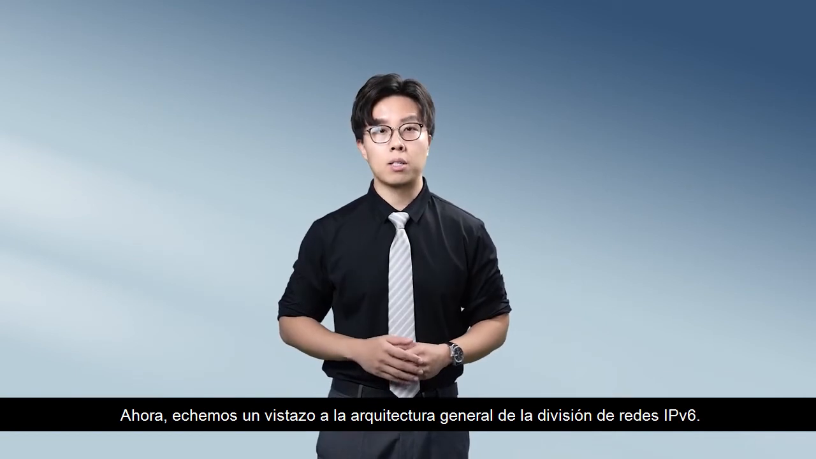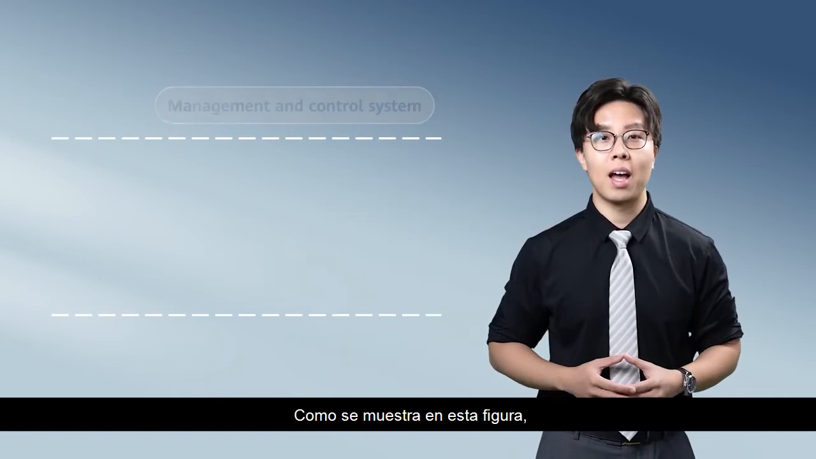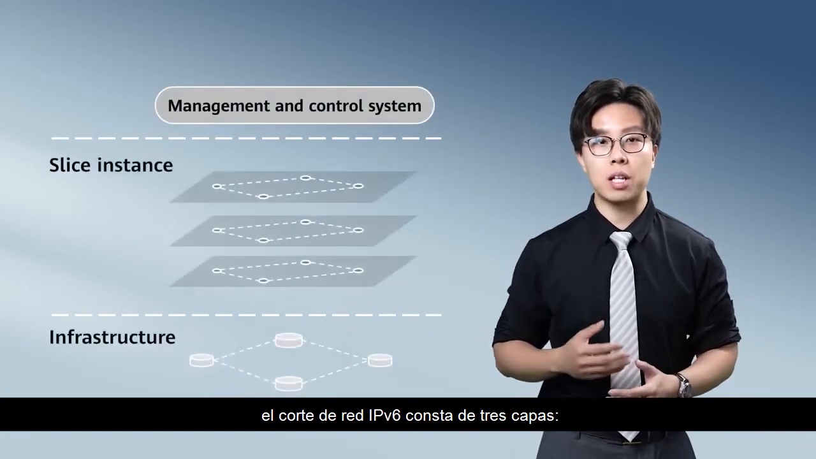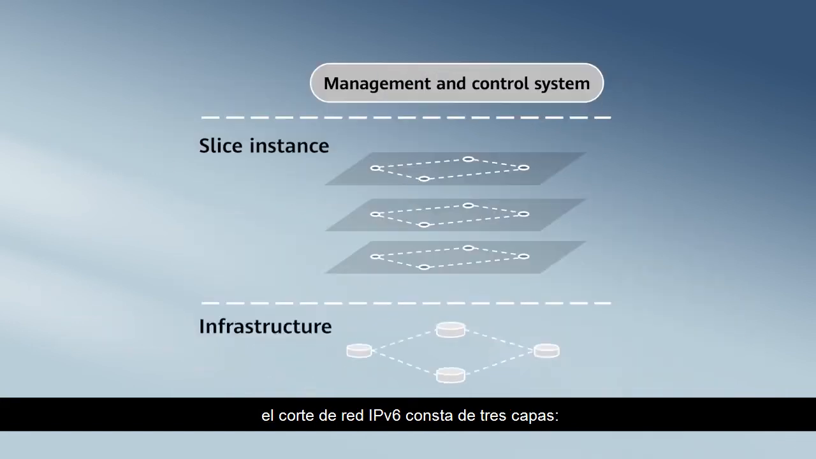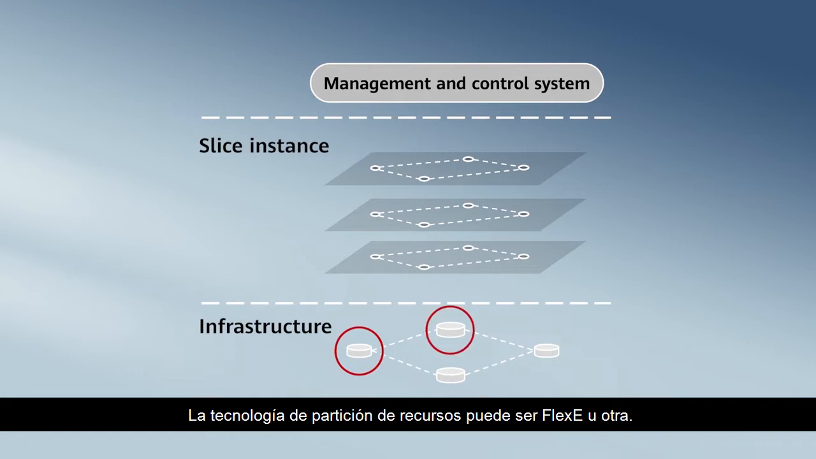Now, let's look at the overall architecture of IPv6 network slicing. As shown in this figure, IPv6 network slicing consists of three layers. At the bottom is the network slicing infrastructure layer, which provides on-demand resource partition and isolation capabilities for network slicing. At this layer, we need to partition the node and link resources required by network slices so that these slices are isolated in resources. The resource partition technology can be FlexE or another one.